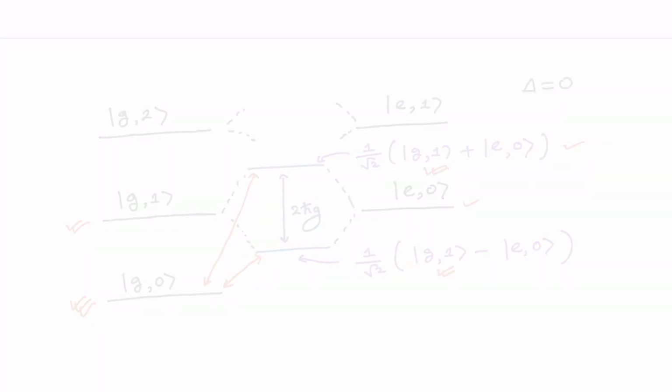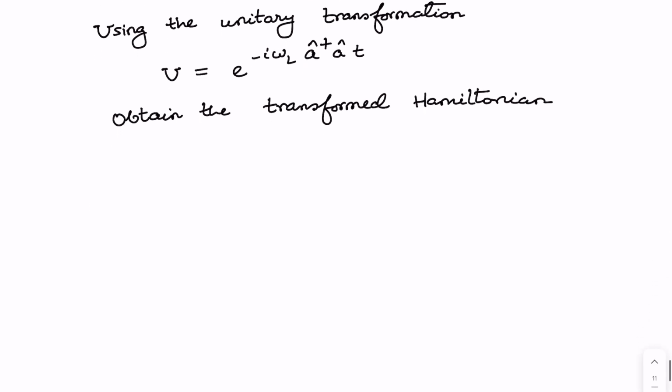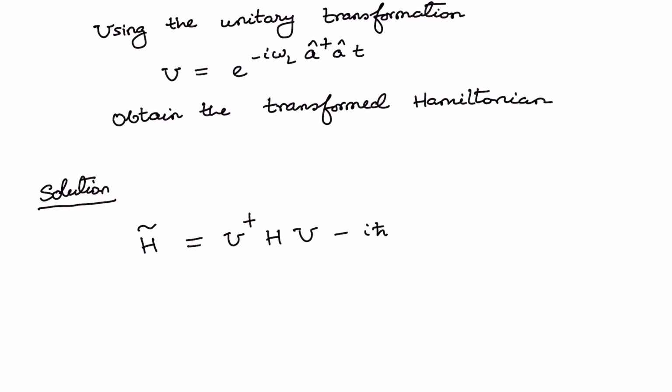Now let us work out problem number 3, related to quantum optomechanics. Here the optomechanical Hamiltonian is given, and using the unitary transformation you are asked to obtain the transformed Hamiltonian. So let's do it, and to do that we are going to use the usual technique of applying the Hausdorff-Baker formula. And you know the transformed Hamiltonian is going to be H tilde equal to U dagger H U minus i h bar U dagger dU/dt.